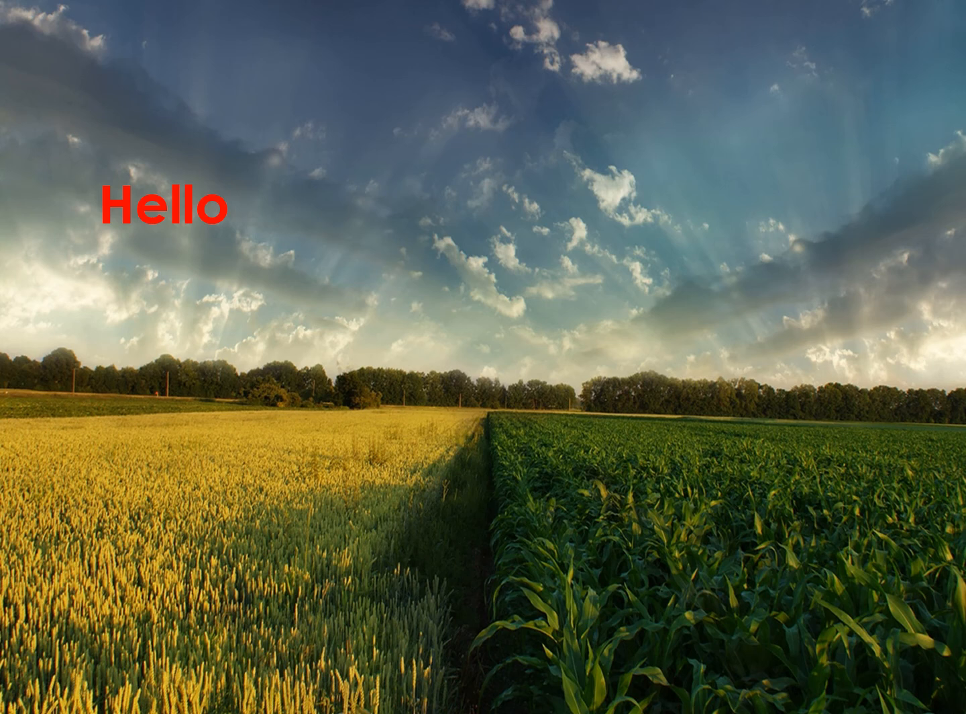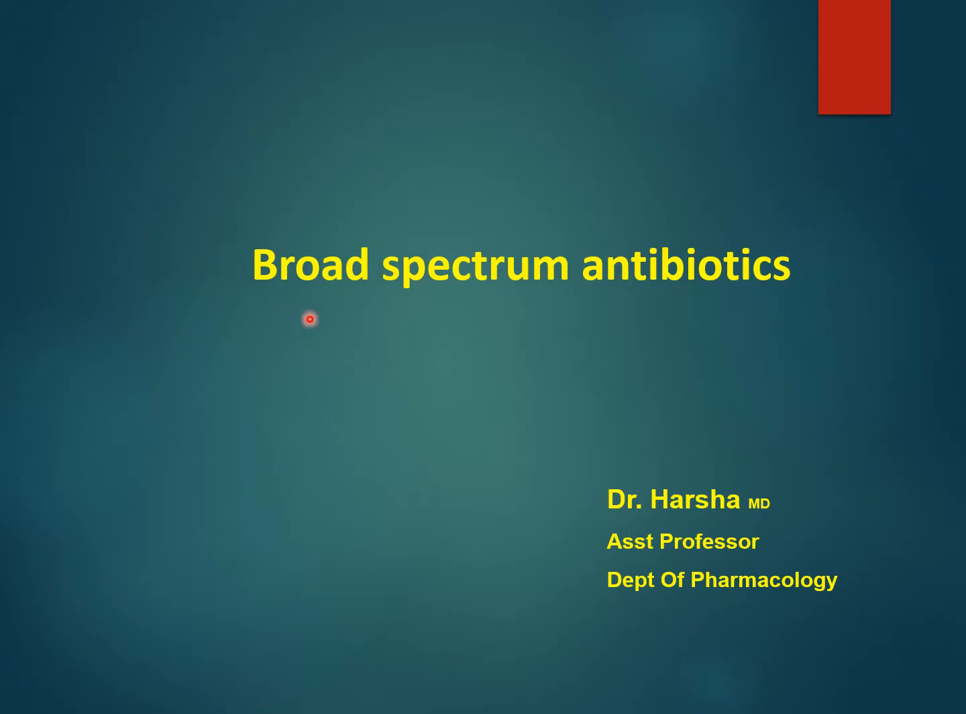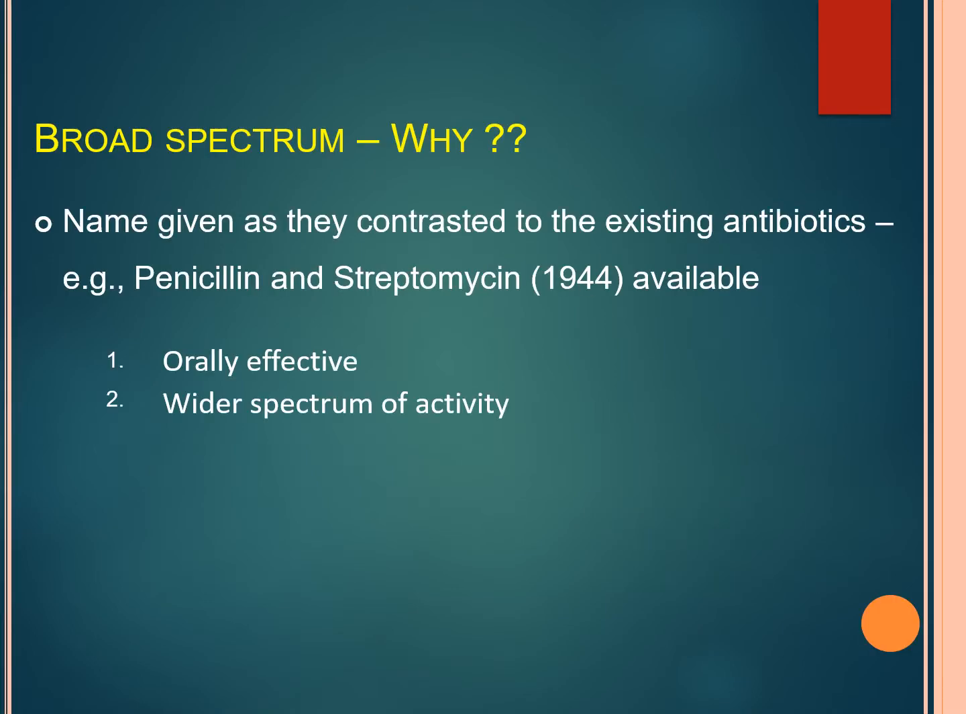Hello everyone. Today we are going to discuss a new chapter, that is broad spectrum antibiotics. What are broad spectrum antibiotics? The name was given as they contrasted with the existing antibiotics at that time, around 1944 and 1950. At that time we mainly had penicillins and streptomycin available, and these differ. The newer broad-spectrum antibiotics are orally effective and have a wider spectrum of activity.